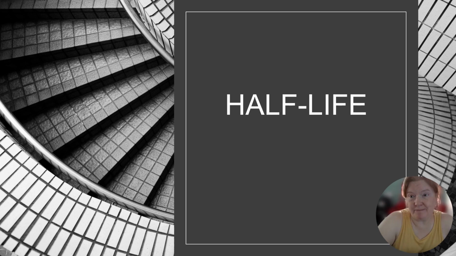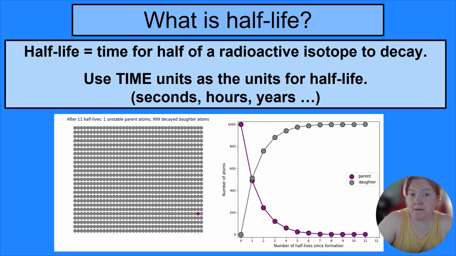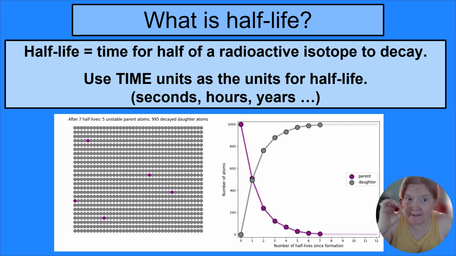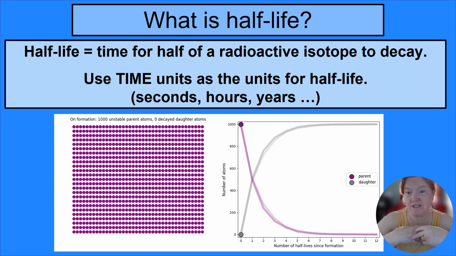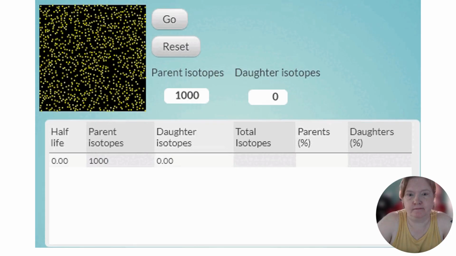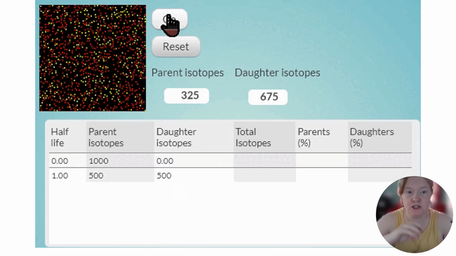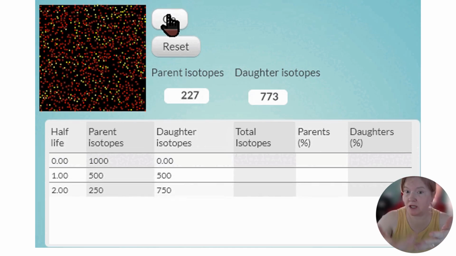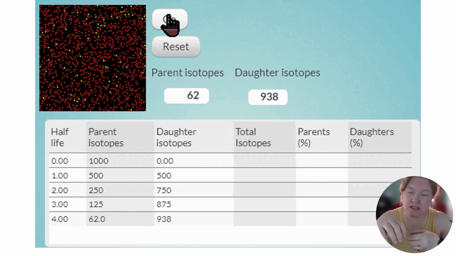All right, our last topic, half-life. So what is half-life? Well, half-life is the amount of time it takes for half of a radioactive isotope to decay. So half-life uses time units, like seconds, like hours, like years, whatever. Has to be a time unit. So here's something important to show of what happens in half-life. When something decays, it doesn't disappear. It changes into something else. So the thing it starts with is the parent isotope, and then it changes into the daughter isotope.